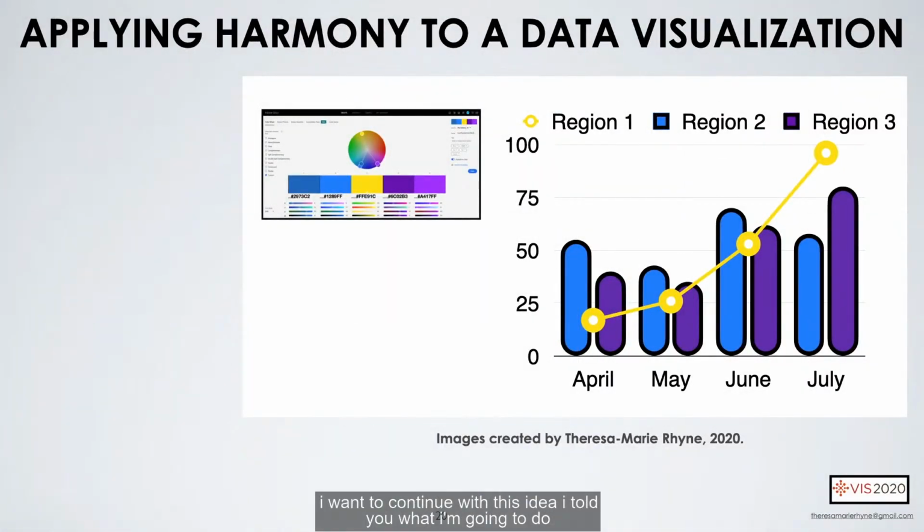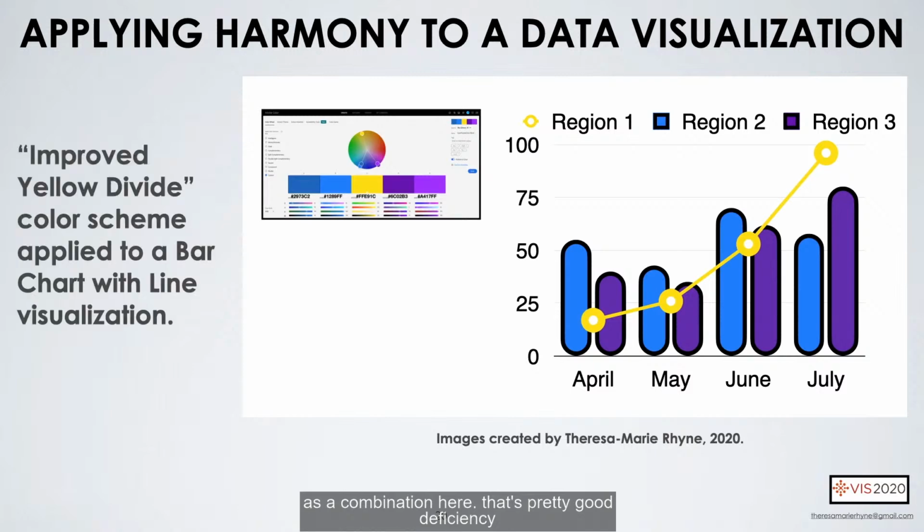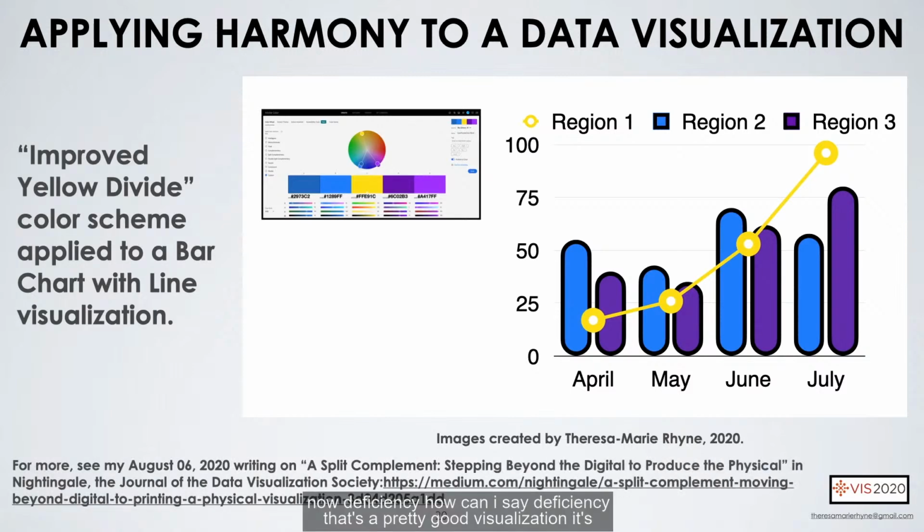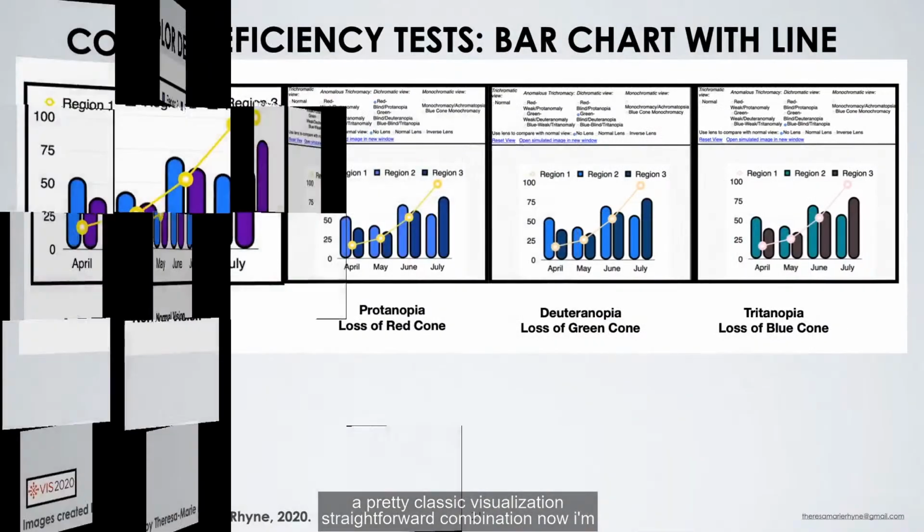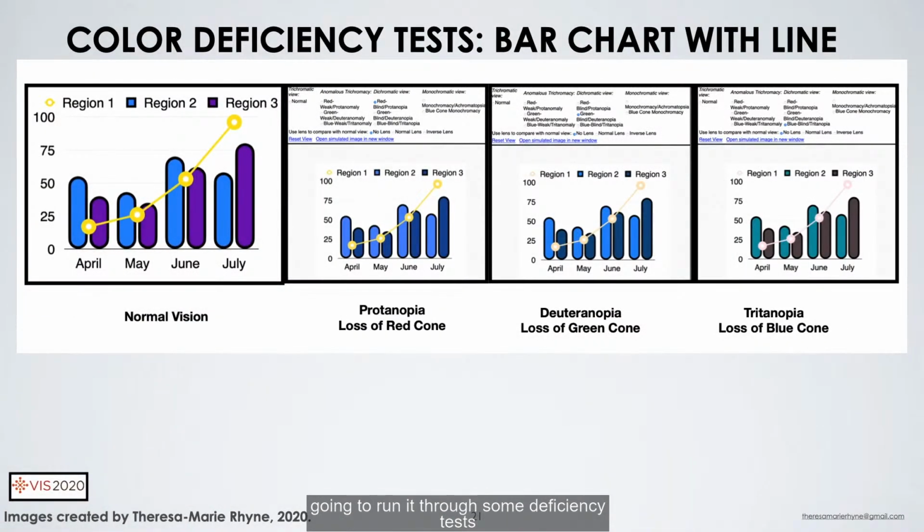I told you what I'm going to do is build a color data visualization, and I'm going to have a yellow line, and then this bar chart where I've got the cyan blue up against the purple as a combination here. That's a pretty good visualization. It's a pretty classic visualization, a straightforward combination. Now I'm going to run it through some deficiency tests.